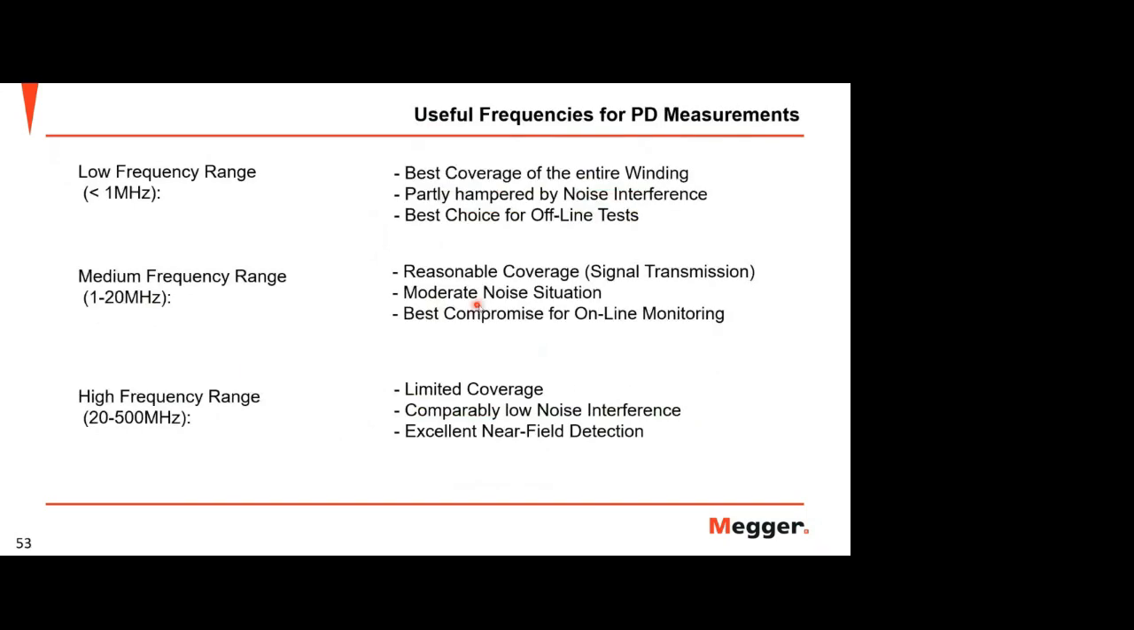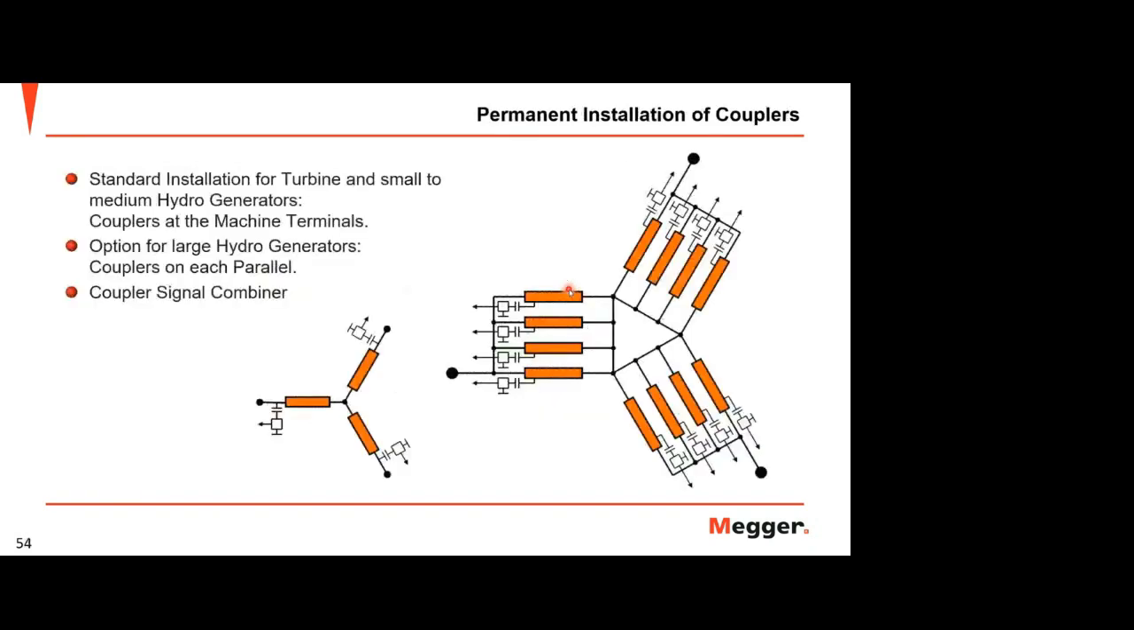Just some comparison. The medium frequency range, between 1 to 20 megahertz, reasonably covers the signal and is the best compromise for online monitoring. The higher range is good for noise and near field detection, but has limited coverage. The problem with higher frequency is the sensor cannot detect PD in all the winding of the rotating machine. That is the problem. So the medium range is preferable to detect PD online on the rotating machine.